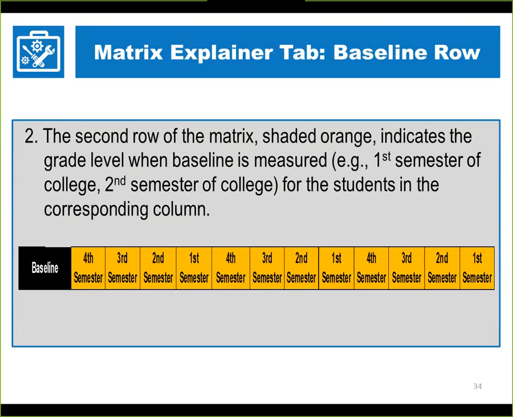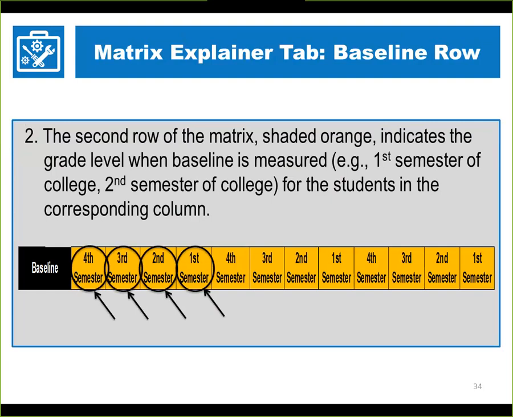The second statement shown on the Matrix Explainer tab is also the same in both versions of the tool. It describes and illustrates the baseline row of the matrix. In the matrix, baseline cells are all shaded orange, and the values are the grade level when baseline is measured. In the examples shown, baseline is measured at the beginning of the first treatment or comparison semester. Therefore, the grade level differs for each column, depending on students' grade level at entry into the study. Their first semester in college, second semester in college, third or fourth semester in college.